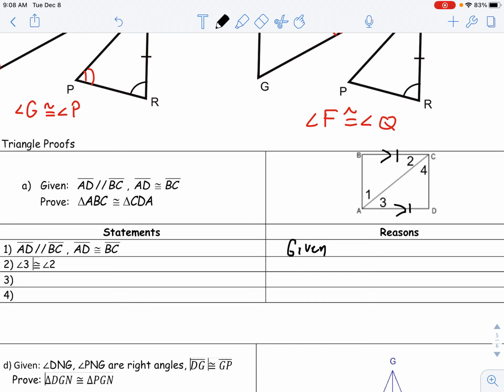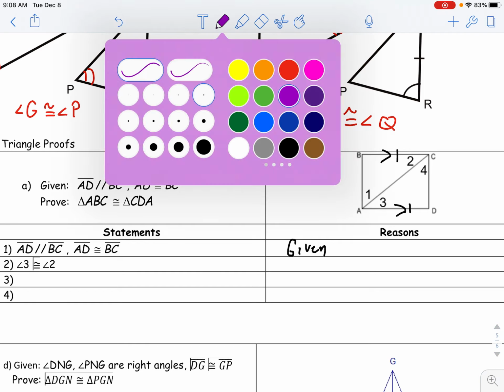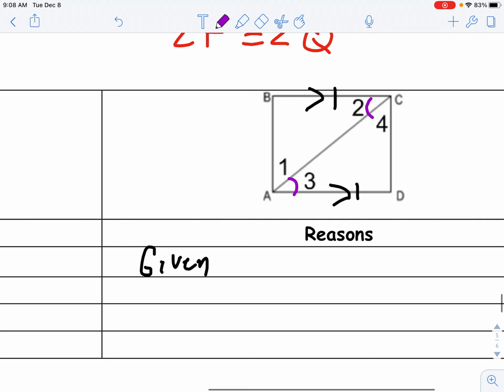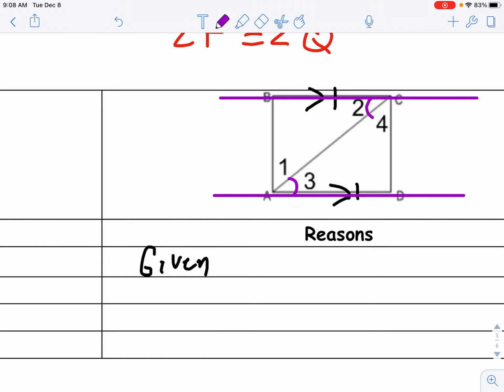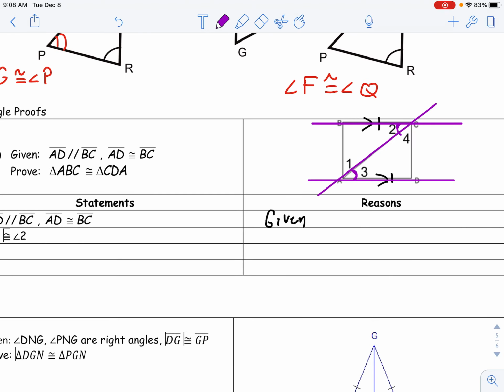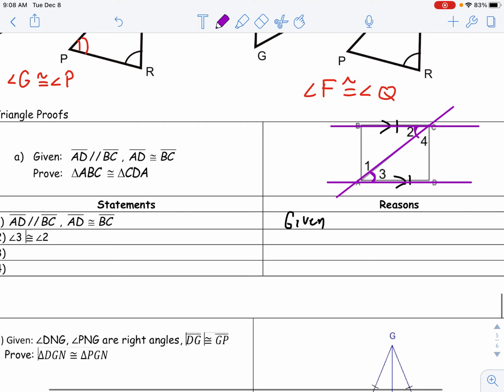All right, furthermore, how do I know that angle 3 is congruent to angle 2? Well, remember, when we have parallel lines, a lot of times we're just using alternate interior angles because the shared sides are transversal and then the other sides are the parallel lines. So they're congruent by alternate interior angles.